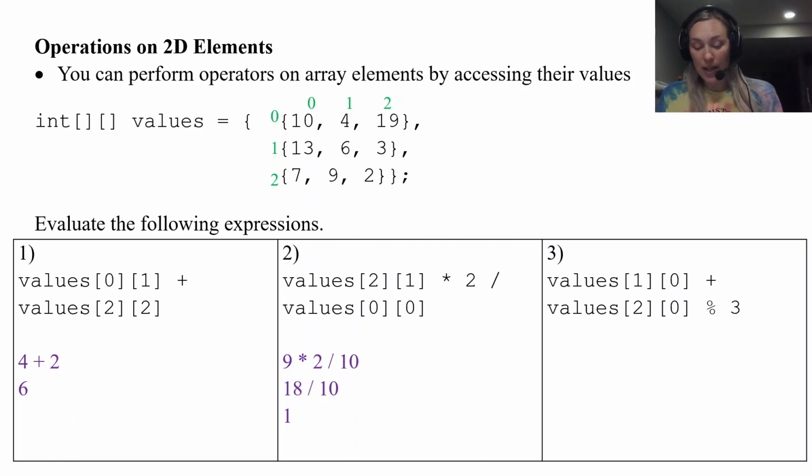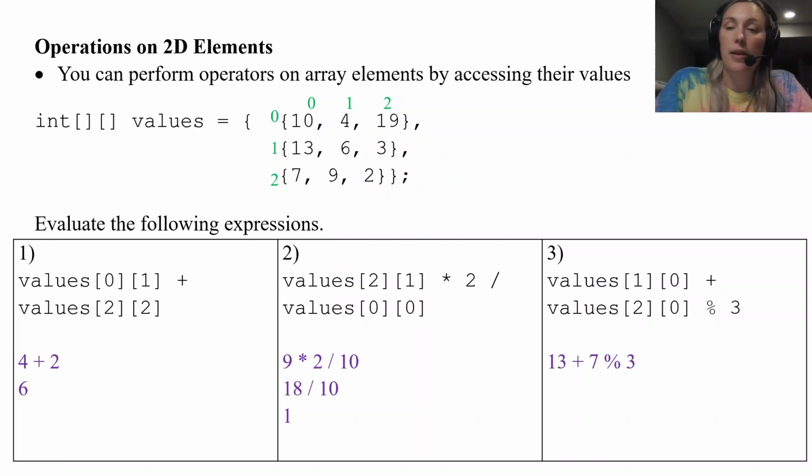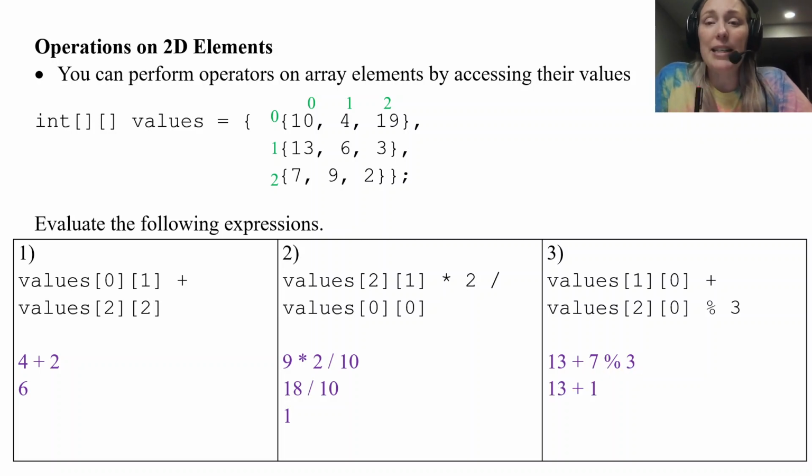And then your last one here is values 1, 0 plus 2, 0 mod 3. So 1, 0 is going to be 13, and then 2, 0 is going to be 7. Remember your order of operations. This is going to get evaluated first. 7 mod 3. 3 goes into 7 twice with a remainder of 1. And then 13 plus 1 is going to be 14.